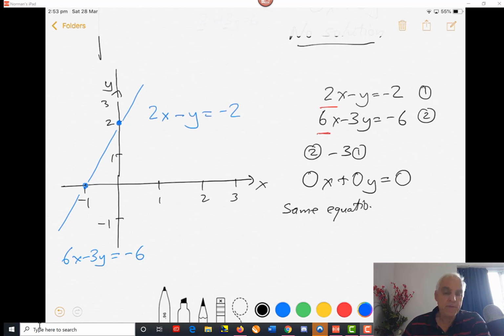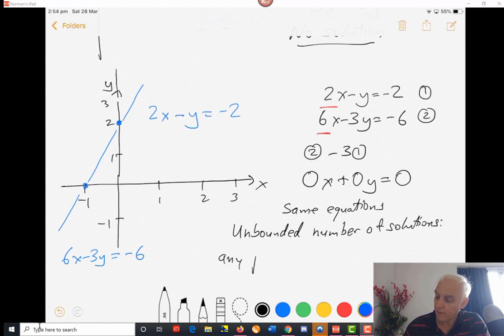So what are the solutions to this joint pair of equations? Well, it's just all the points lying on the line. So there's, in this case, an unbounded number of solutions. You can cook up as many as you want. So any point on, say, just equation 2x minus y equals minus 2.